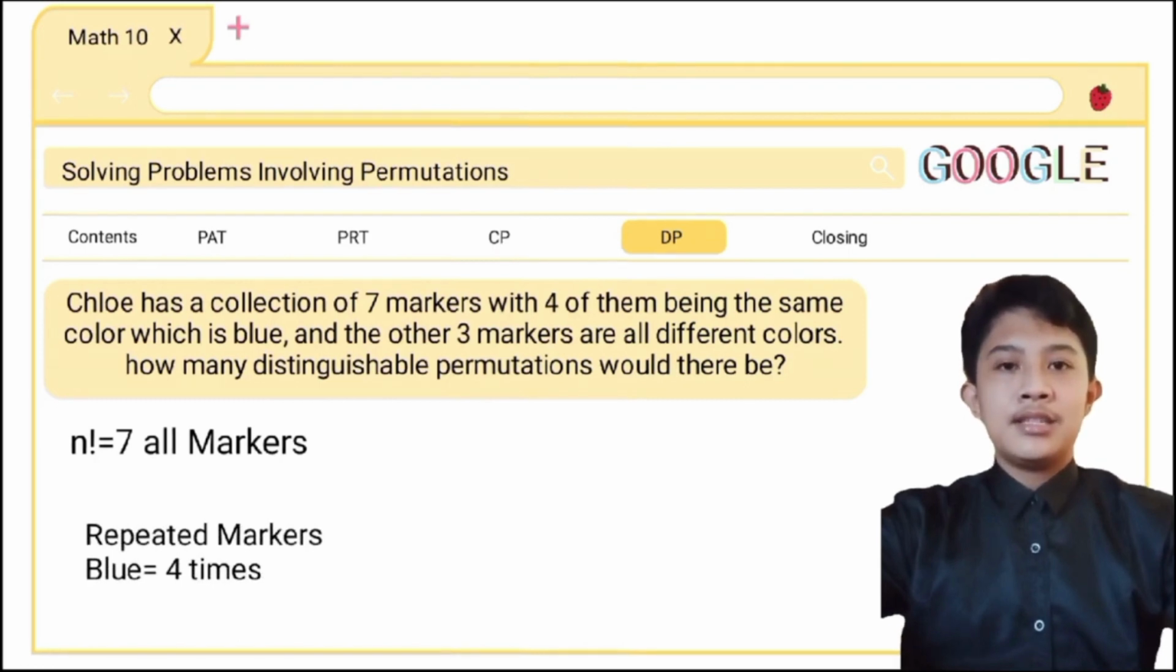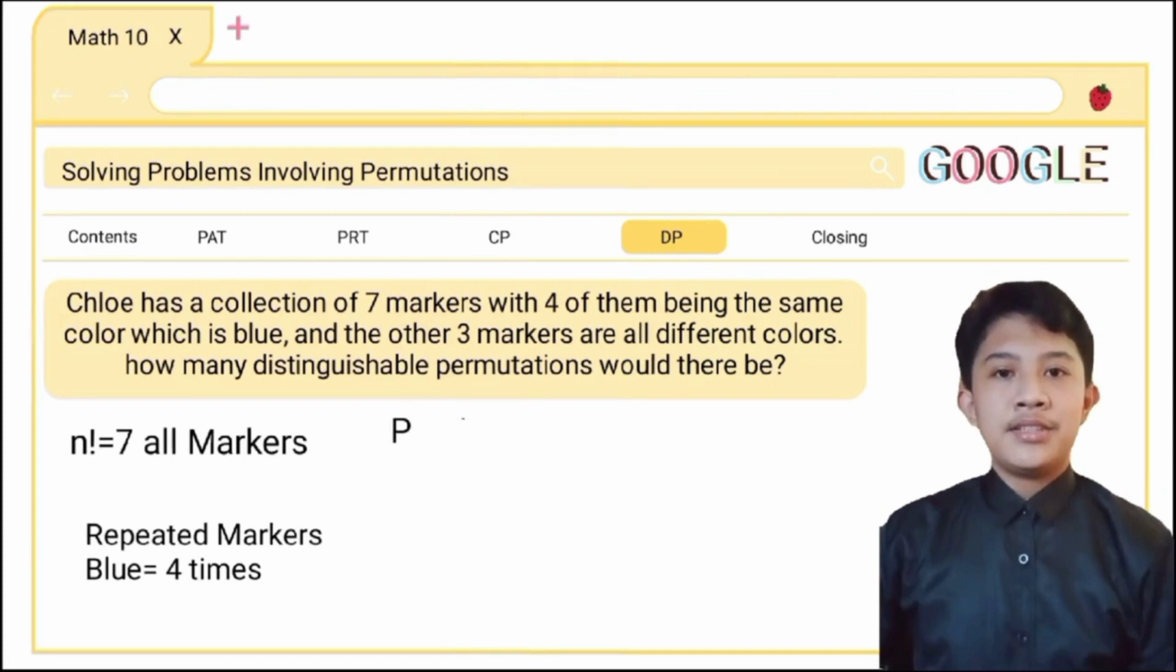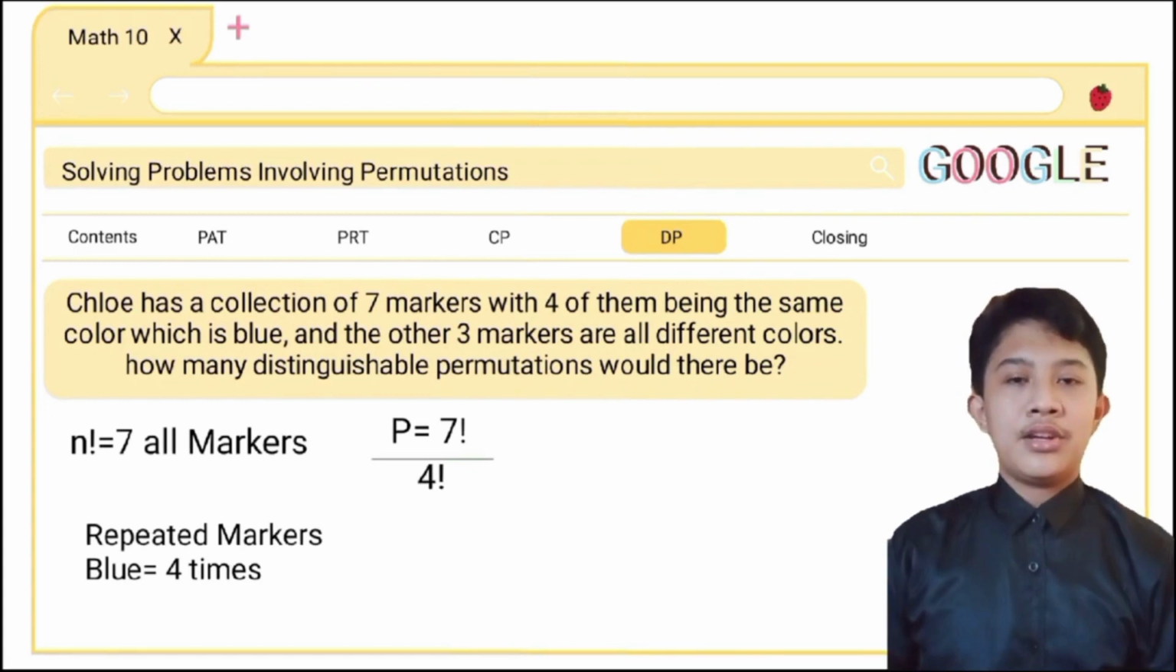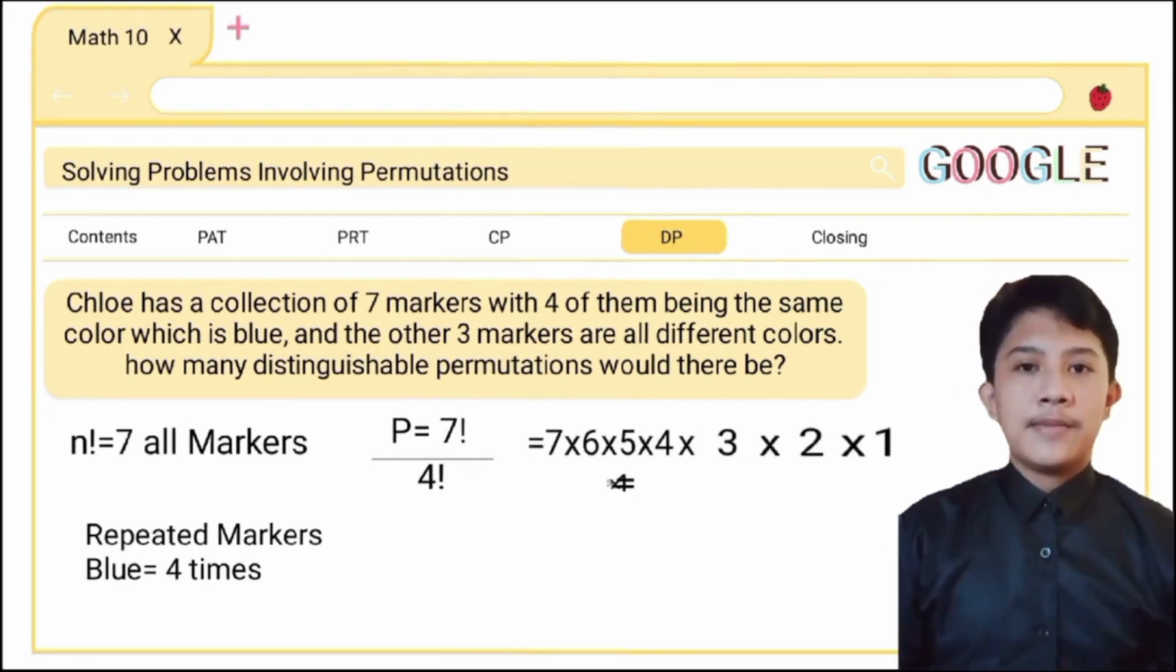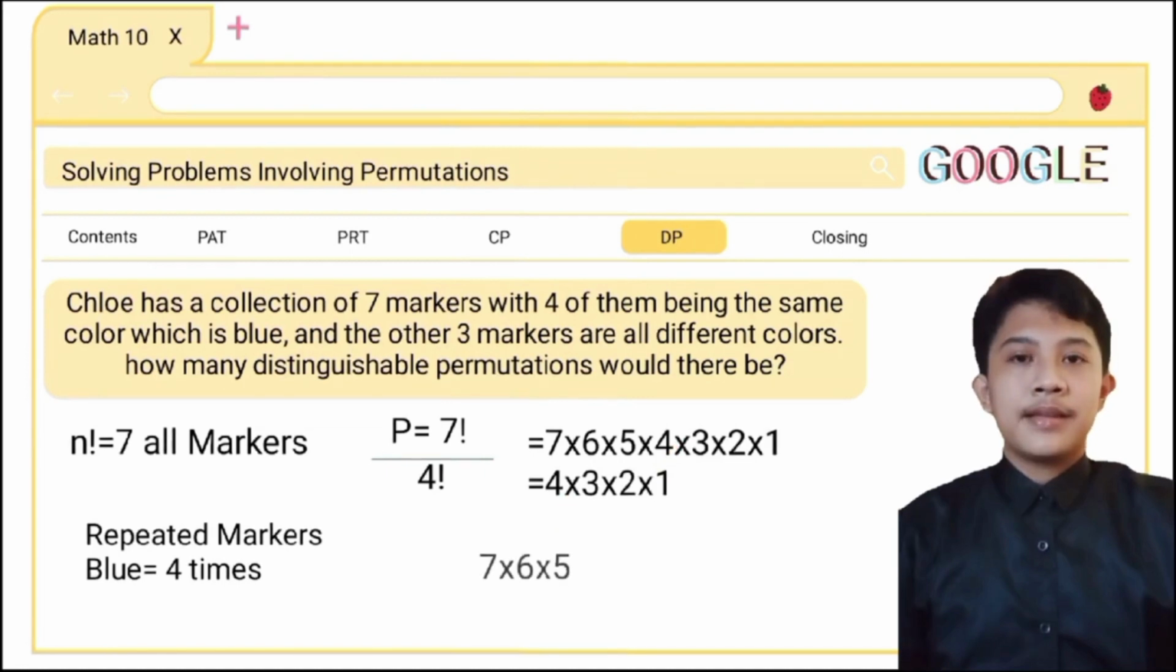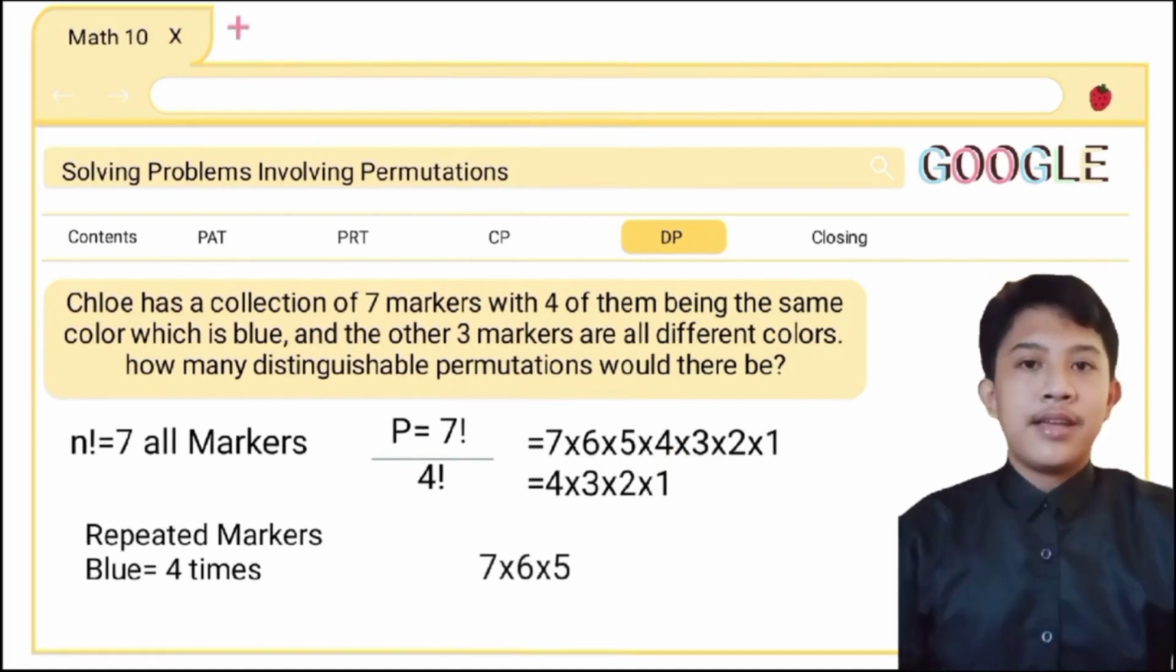Let's substitute this to our formula. Permutation equals 7 factorial over 4 factorial. Let's expand the factorials and cancel the same number. 7 times 6 times 5, cancel 4 and another 4 from the denominator. And now, let's multiply all the remaining numbers. 7 times 6 times 5, and the final answer is 210 distinguishable permutations.